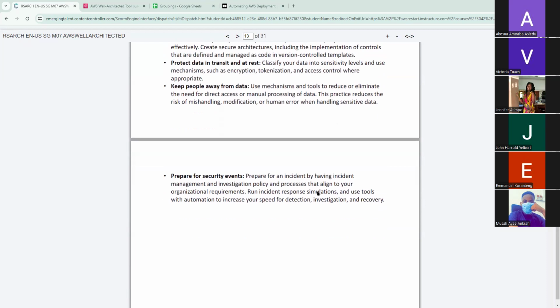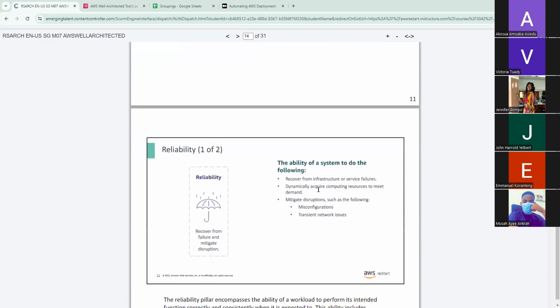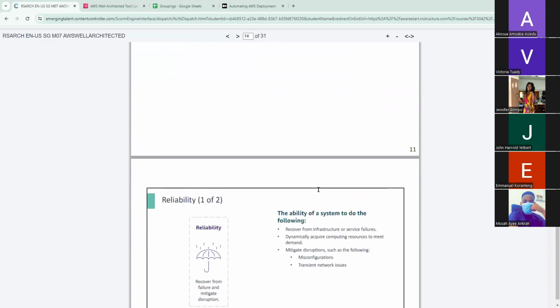This is also similar to what we saw earlier under operational excellence about anticipating a failure. So prepare for security events by managing and investigating policies and processes. You run simulations, and through the simulations, you'll be able to recognize those gaps that you have in your setup, and you'll then be able to close those gaps or do something about it. Then if this happens, this is how we respond.